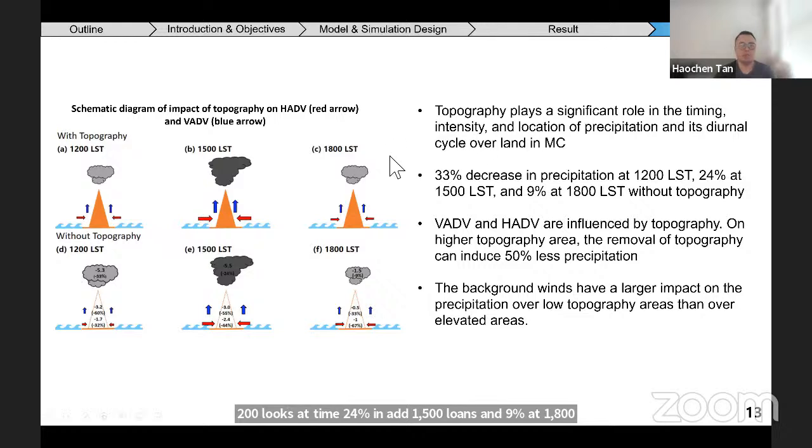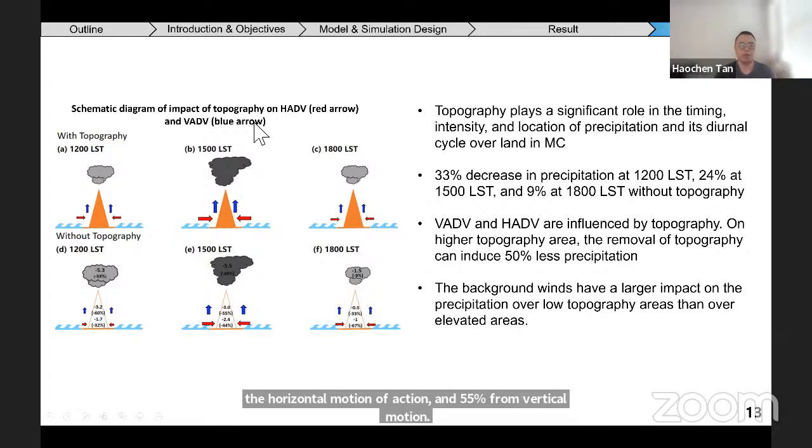The moisture budget shows that without topography, the horizontal and vertical moisture advections are influenced. On higher topography areas, the removal of topography can induce 50% less precipitation. Also, the horizontal moisture advection becomes dominant in the afternoon where there's no topography. The schematic on the left shows that the decrease in precipitation during the peak precipitation is 44% from the horizontal moisture advection and 55% from the vertical moisture advection.